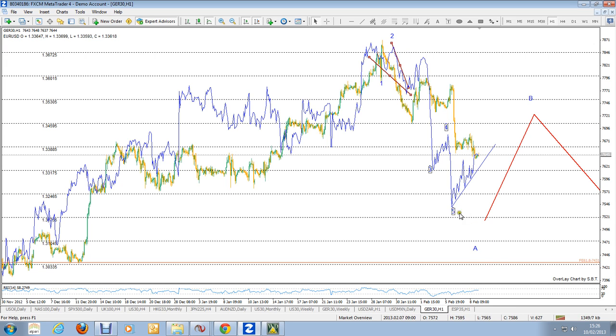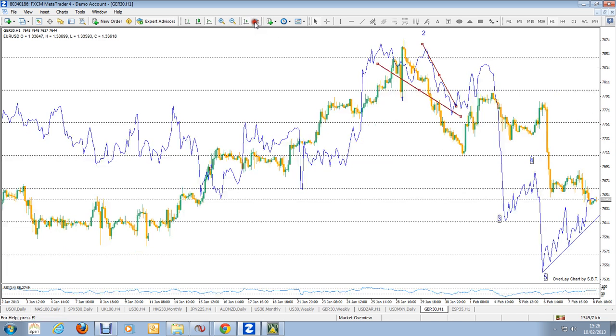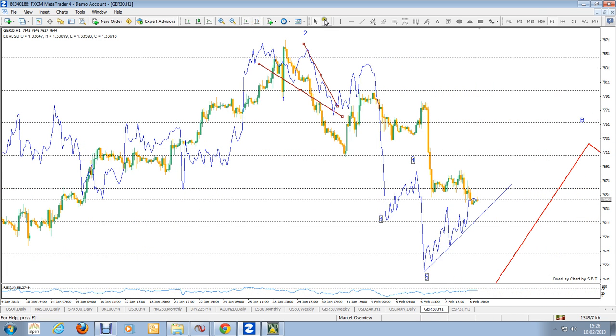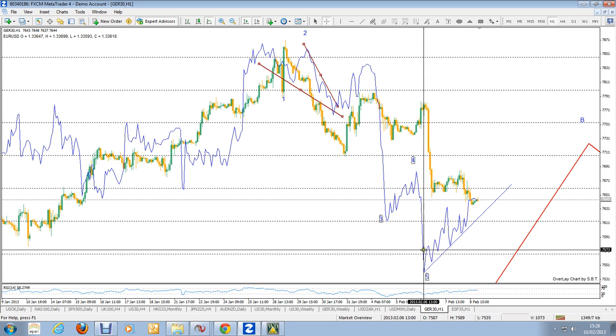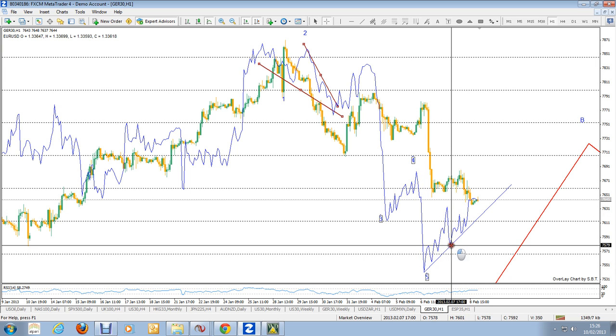So 5 wave down. Now if the German DAX has done 5 wave down, and it has a fairly good correlation with the euro, there is some time when one lags or the other one leads, but generally there is a reasonably good correlation. So you should get now an ABC move to the upside. And if you look at the move so far, it may be that we've got wave 1, wave 2, wave 3, wave 4, and wave 5.